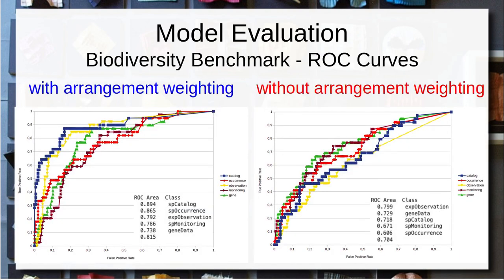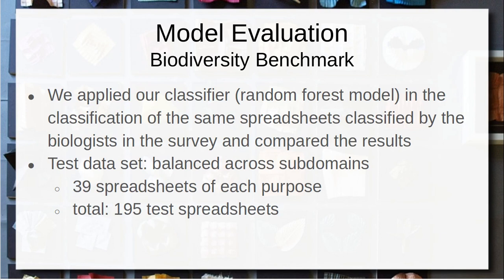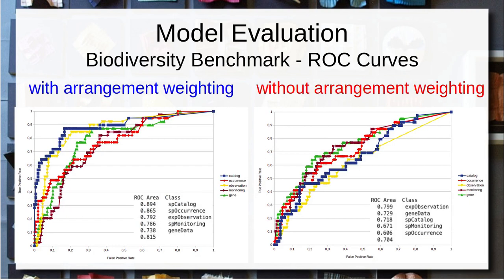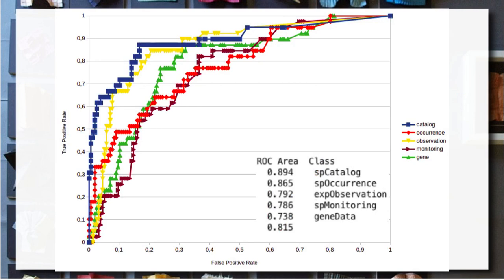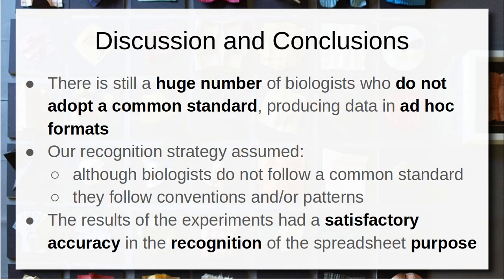And so in these ROC curves we can see the results. On the left side we have the algorithm with the descriptors considering the weight, and on the right side without the weight, as in the previous experiment. And here you can see the figures, the zoom in, this one is with the weight, and this one without the weight.